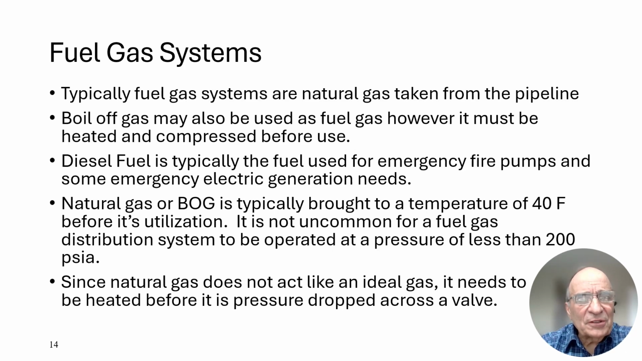Fuel gas systems are extremely important in a plant. Typically, fuel gas systems are natural gas taken off the pipeline. Well, if they're taken off the pipeline, they're at high pressure. You need to bring it down in pressure, and when it comes down in pressure, due to the JT effect, it gets colder. So you have to heat up the fuel gas before it is used.